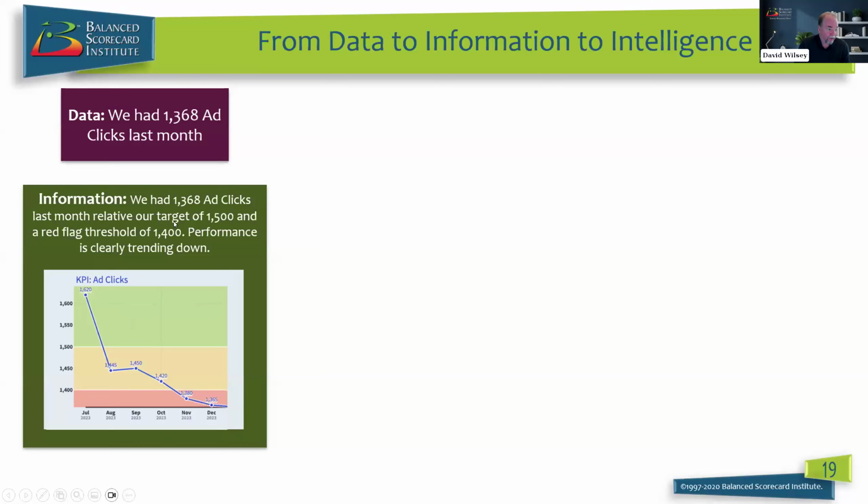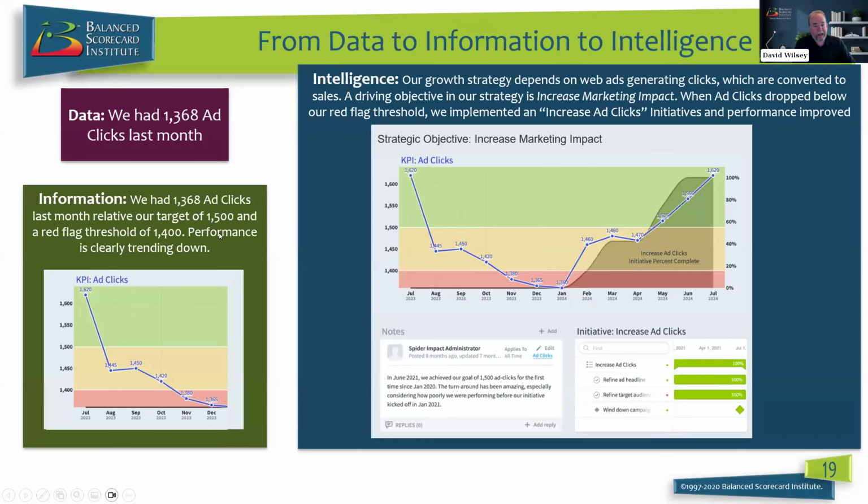It's actually information. I could also take that one step further and say, we've got a strategy that depends on those web ads generating clicks, which convert into sales. And I've got an objective around marketing impact, and this is the measure that we're using. We trended down for a while. We implemented a new initiative. We had people looking at this and redesigning some things. We did that in January, and by the way, as that initiative rolled out, it did in fact make a difference. So now I'm connecting dots between the initiatives I'm working on and the impact we're ultimately trying to achieve. And I can visualize it on a screen just like this. So that's what we're aiming for.